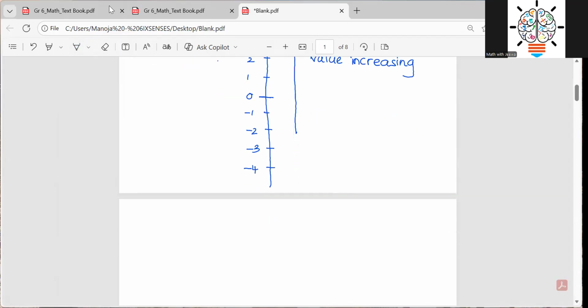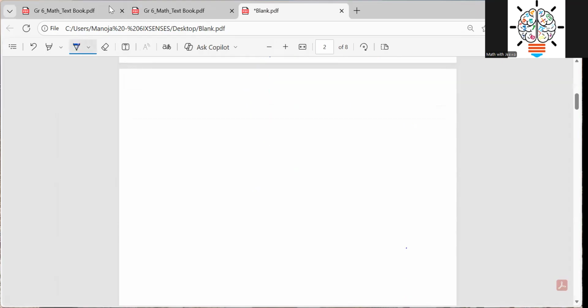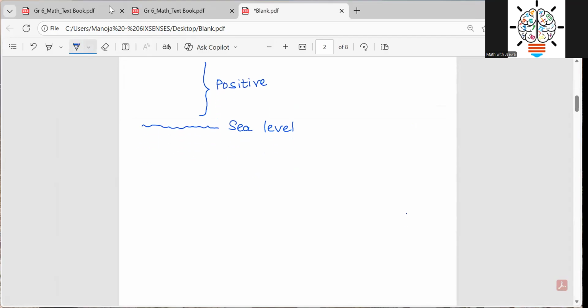Now you just see, children, if you look at that, this is the sea level, let's say. Something above the sea level, that we explain with a positive number. We explain this in the positive value. And if you have something below the sea level, we explain this in negative form.